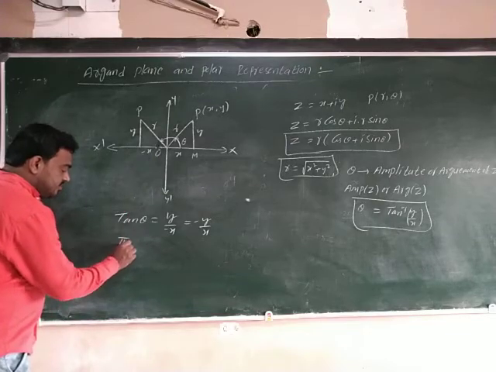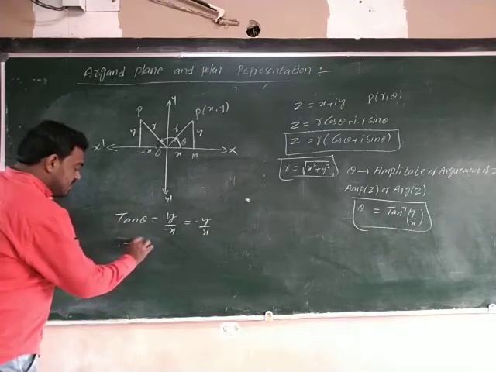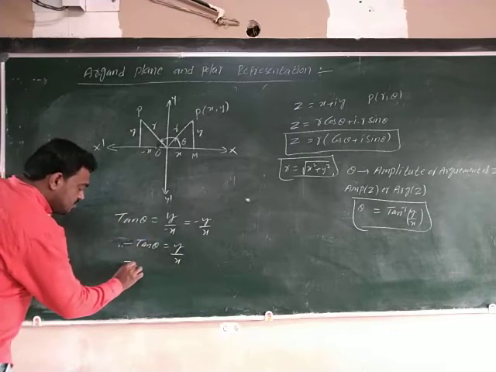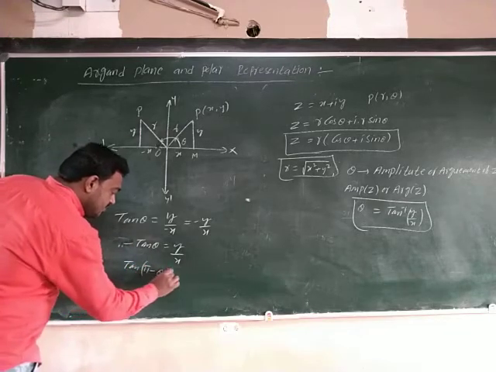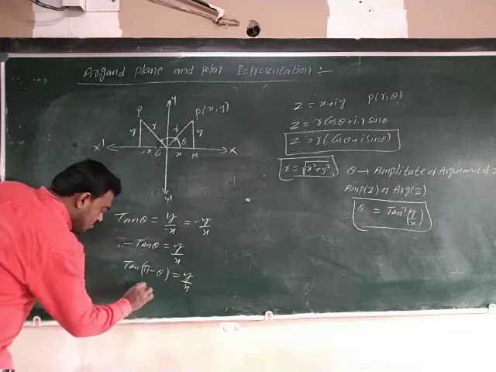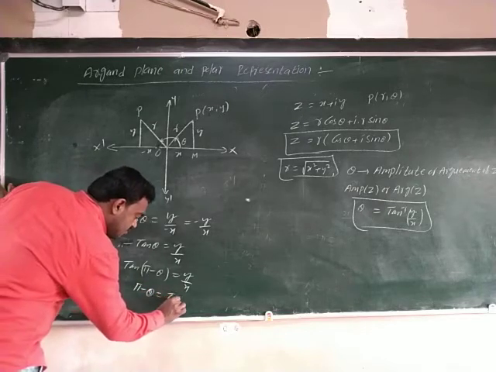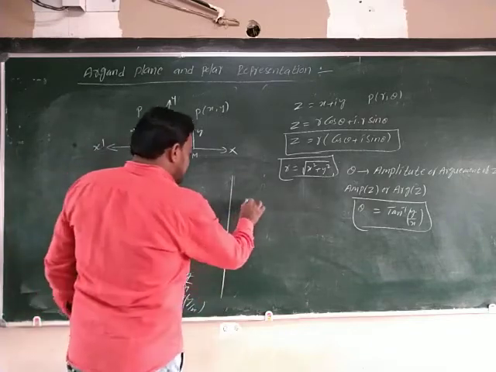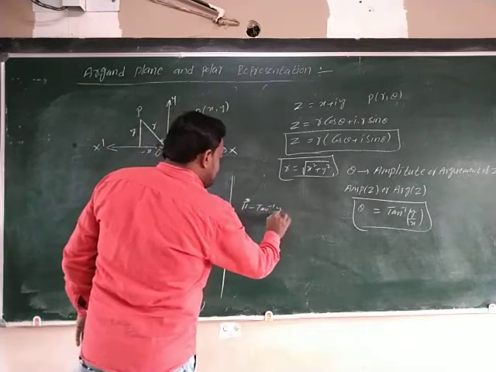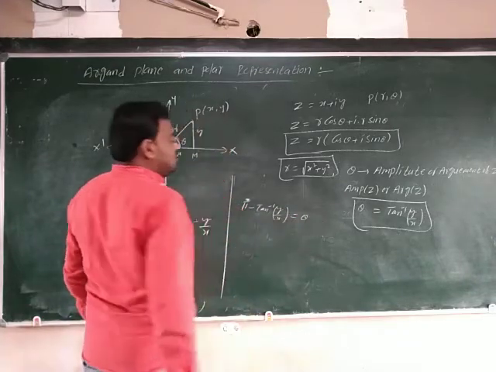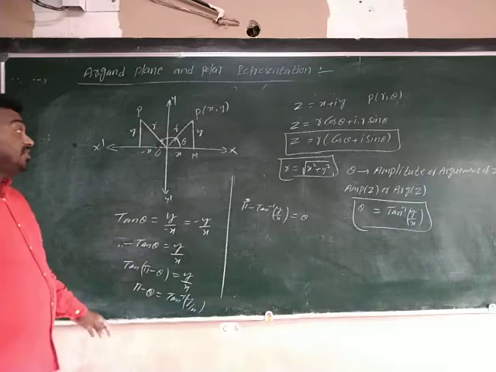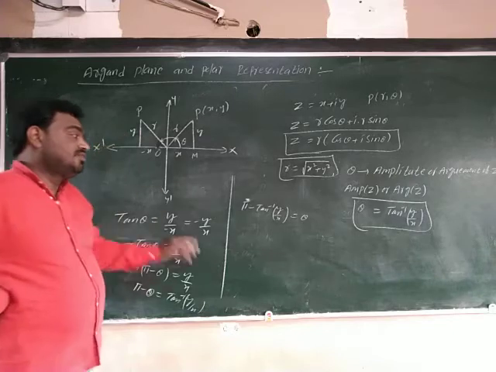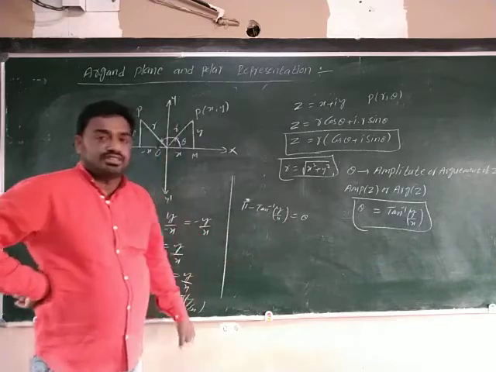So the next step: minus tan theta is equal to y by x. Minus tan theta is equal to tan of pi minus theta, which is equal to y by x. Now pi minus theta is equal to tan inverse of y by x, so pi minus tan inverse of y by x is equal to theta. Understood? That means if the complex number belongs to the second quadrant, the amplitude is equal to pi minus tan inverse of y by x.